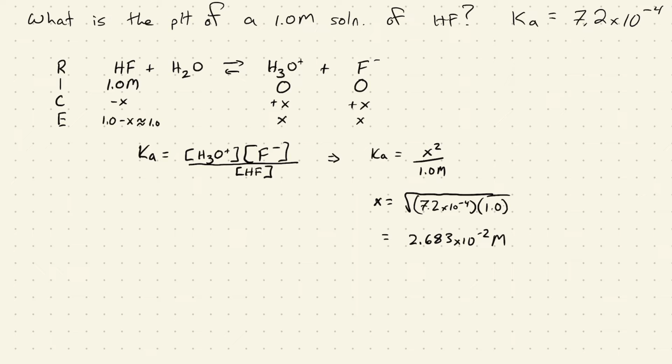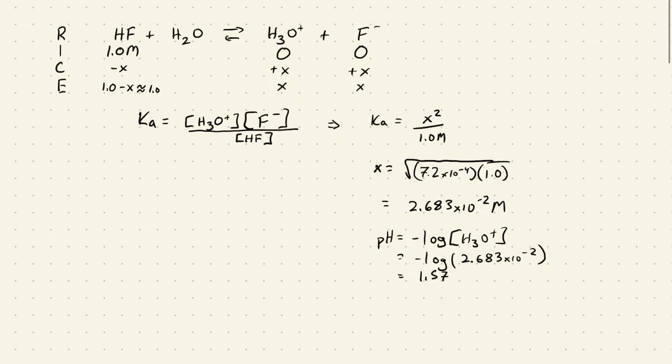Now I can find the pH of that. Negative log of the concentration of hydronium ion, negative log of 2.683 times 10 to the minus 2, pH equals 1.57. Okay? So that's our introduction. Our buffered solution is going to start with this, where we have a weak acid, and then we're going to add something to it.